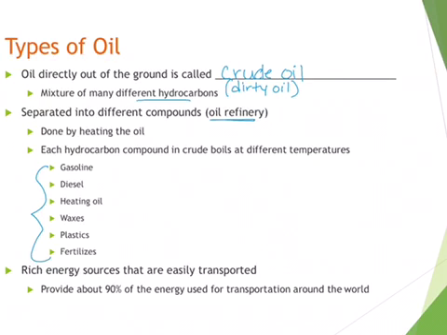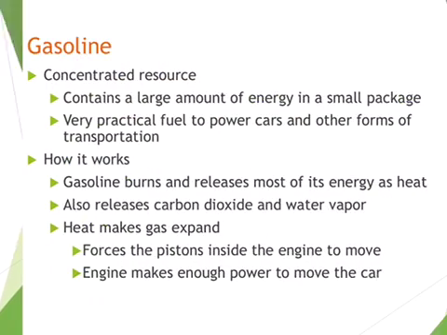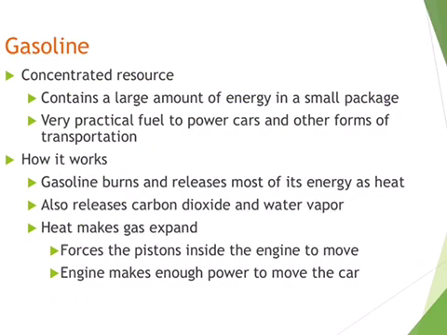These are the rich energy sources in crude oil. They have a lot of energy and they are easily transported. They provide about 90% of the energy used for transportation around the world. So a specific one that we use frequently is gasoline. This is a concentrated resource, meaning it has a lot of energy in a very small package. It doesn't take a lot of gas to be able to power a lot. This is a very practical fuel to power our cars and other forms of transportation.